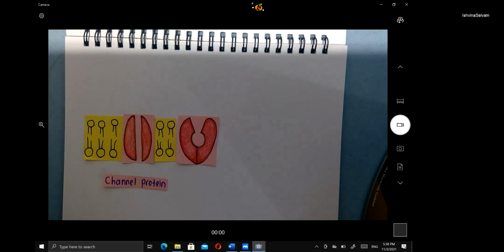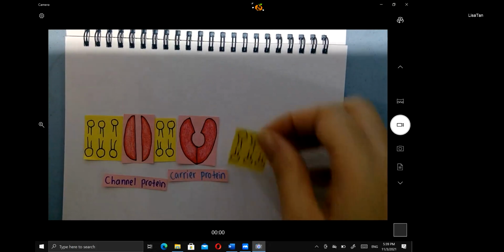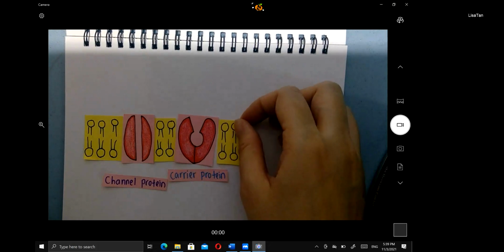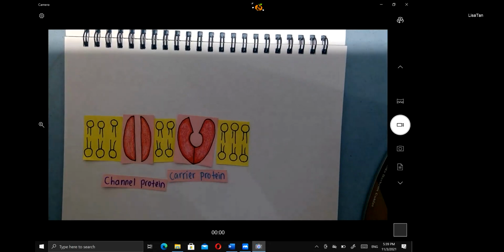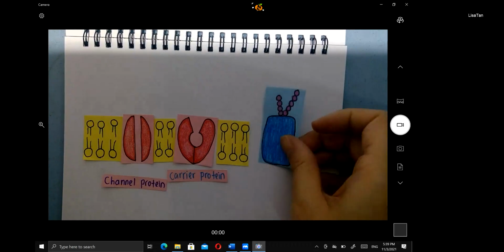Carrier protein. This will be the carrier protein, and this will be the phospholipid bilayer. So you can see the proteins are scattered between the phospholipid bilayer, right? They are embedded in the sea of phospholipid bilayer, or I say the fluid of phospholipid bilayers. So now, the next one that I want to show you is this type.